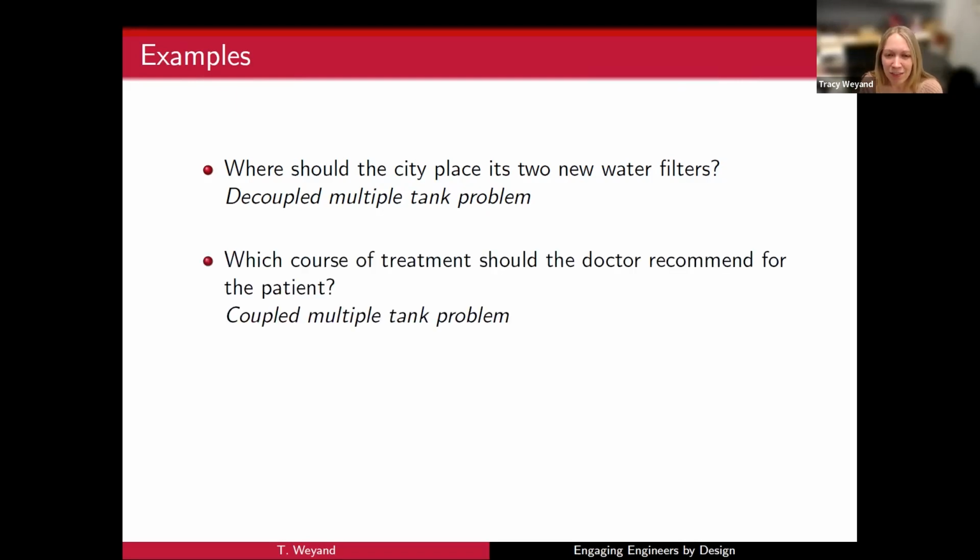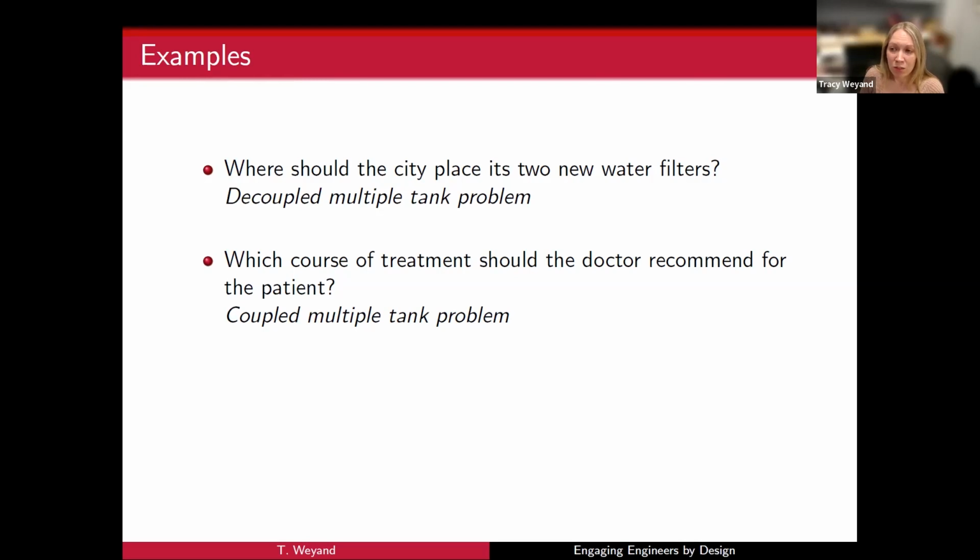Another group project I've given is asking for a proper course of treatment that a doctor should recommend for a patient. Various situations, but essentially the idea being there is some kind of contaminant in the body that can damage one particular organ. So you want to make sure there's not too much of that material at any point in time in that one particular organ.